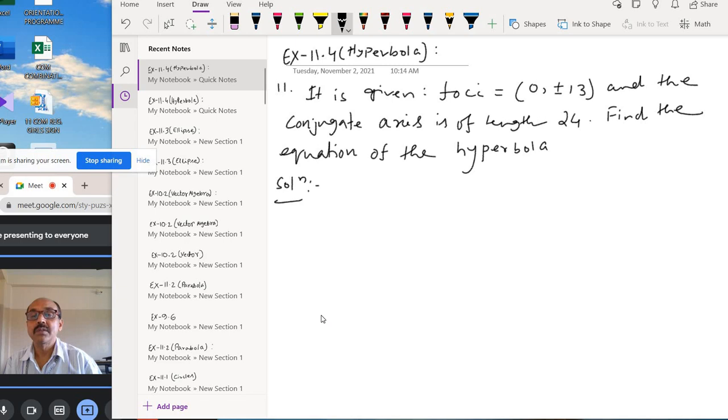Chapter Hyperbola, exercise 11.4, question number 11. The question is, it is given that the focus is (0, ±13) and the conjugate axis is of length 24. Find the equation of the hyperbola. So, it is given the coordinate of the focus, that is (0, ±13), and conjugate axis length 24.